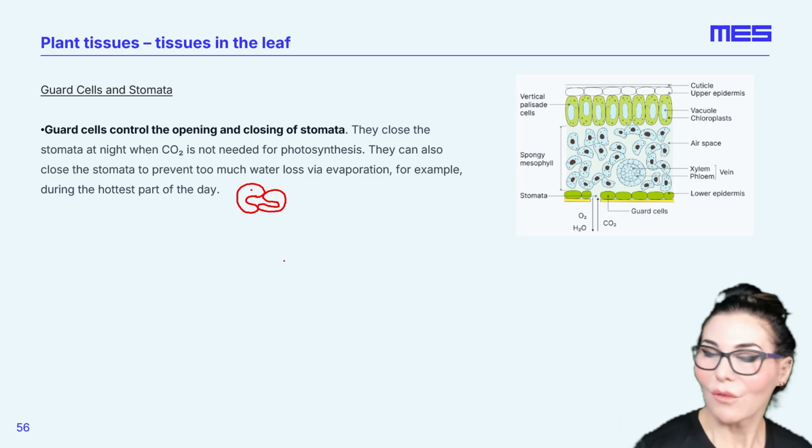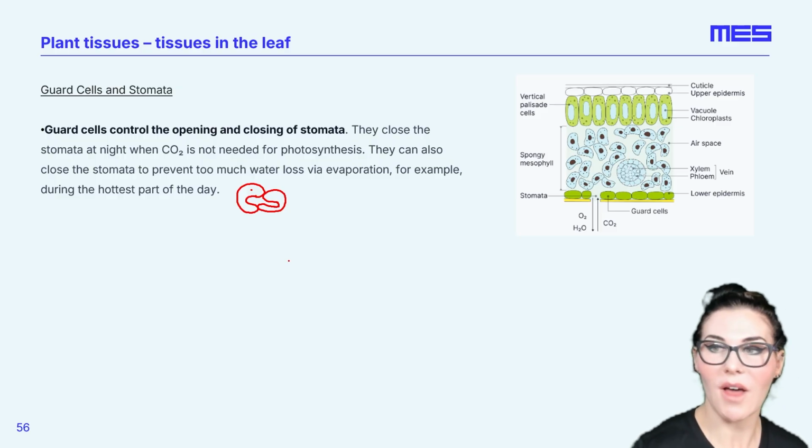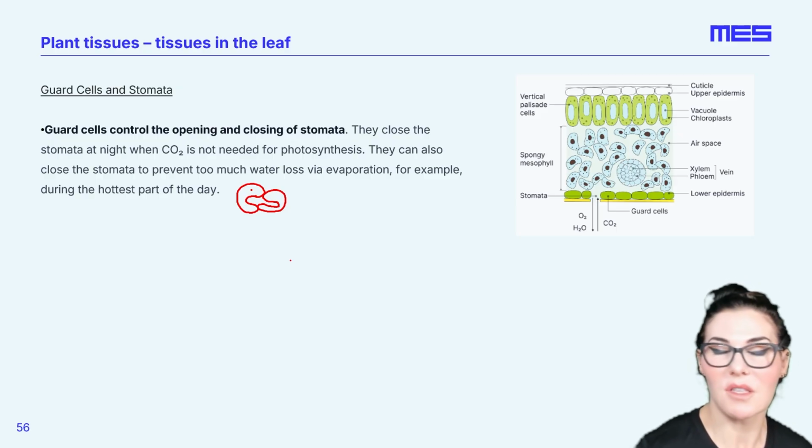At night, the guard cells change shape in order to close the stomata off, and that helps to prevent too much water loss. And also at night, they're not going to have that need for carbon dioxide, because photosynthesis can't happen at night because there is no sunlight.